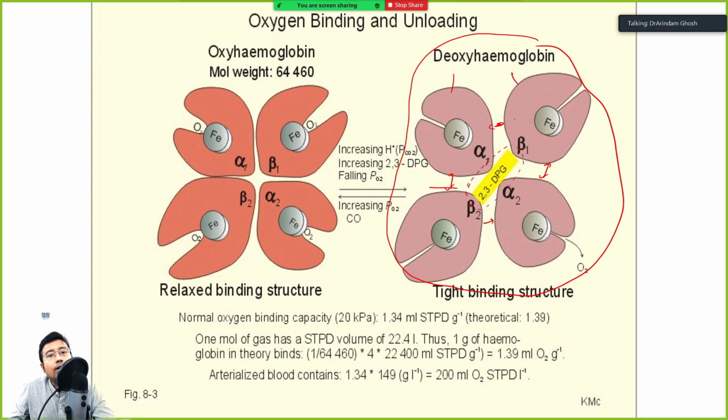What happens when oxygenation is happening? Increased PO2, oxygenation is happening. 2,3-BPG is pushed out, and the globin chains come closer to each other. So everything is closer, the whole distance between them is much less. Again during deoxygenation, what happens? What favors deoxygenation? Increased pH, increased TCO2, falling PO2. We'll be discussing these factors that help in oxygenation and deoxygenation in detail.